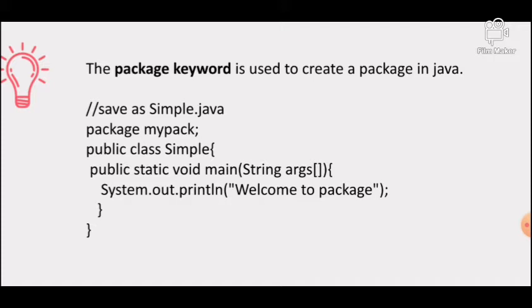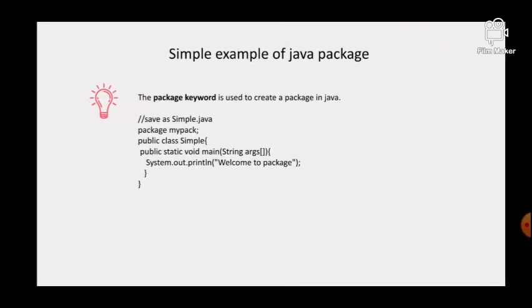If I want to create a package in my program, how do I create it? It's very simple: we write the package keyword before the package name. Here my package name is mypack, and I just use the package keyword, so the package is created for this program. After that we have a class, then a main method, and a welcome message which I printed using the print method. I think you understand how to create a package here.